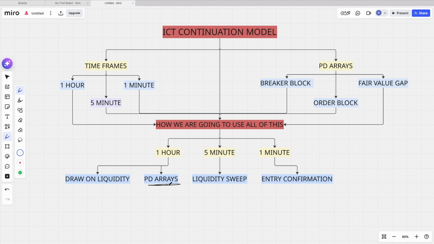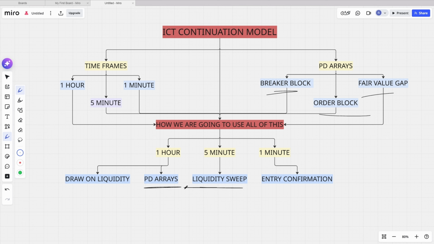If the higher time frame draw on liquidity is bearish, and the selected price delivery array is a fair value gap located in premium, the model waits for a buy-side liquidity sweep on the 5-minute time frame. This buy-side liquidity sweep serves the same purpose, confirming that opposing liquidity is being taken before continuation in the higher time frame direction. The same logic applies regardless of whether the price delivery array is a fair value gap, an order block, or a breaker block. The type of price delivery array does not change the requirement. Liquidity must be swept within the higher time frame price delivery array.